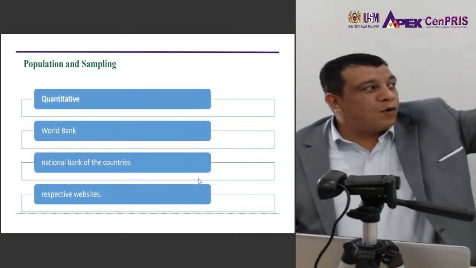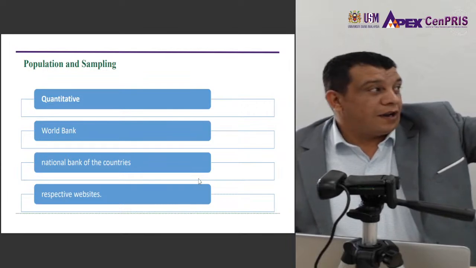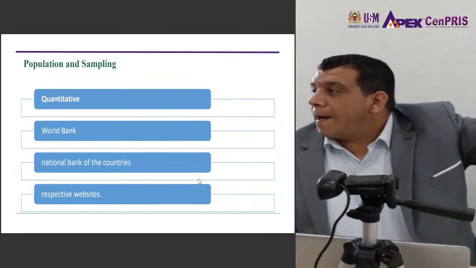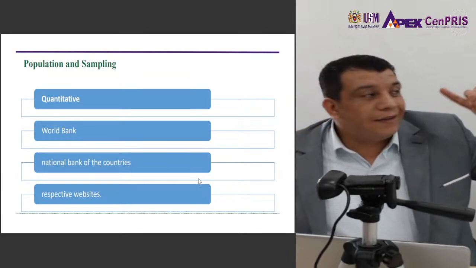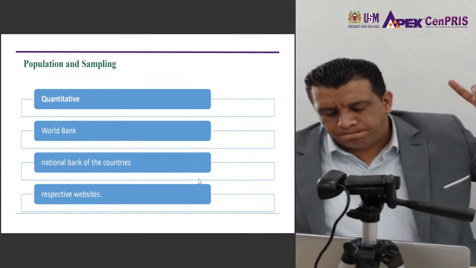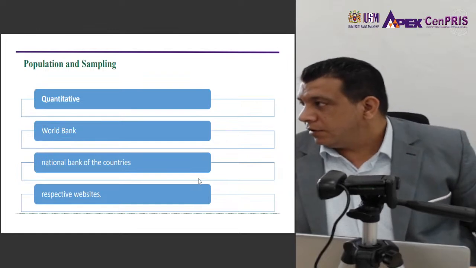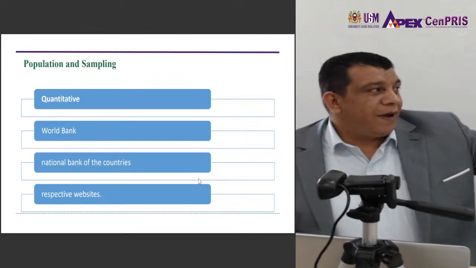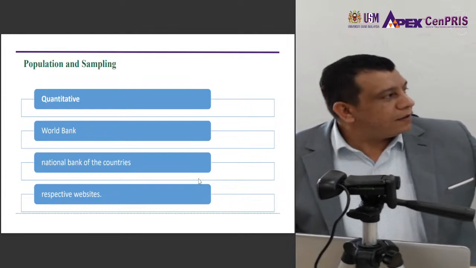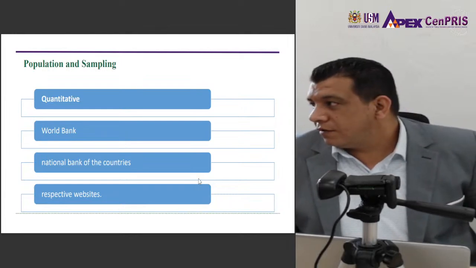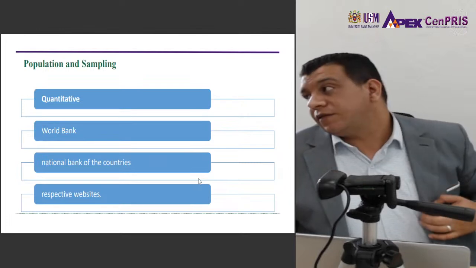Quantitative, I will take World Bank, then I will take International Monetary Fund and investment border, because the National Bank of the countries doesn't give me any data, and respective websites in the quantitative.